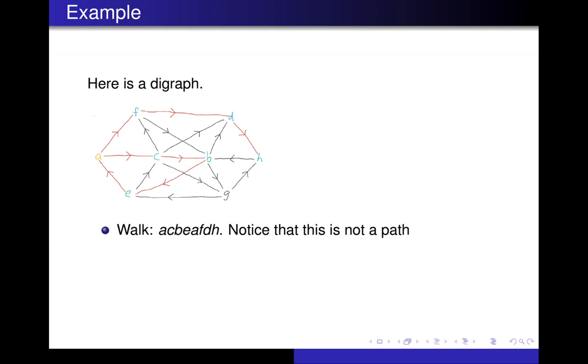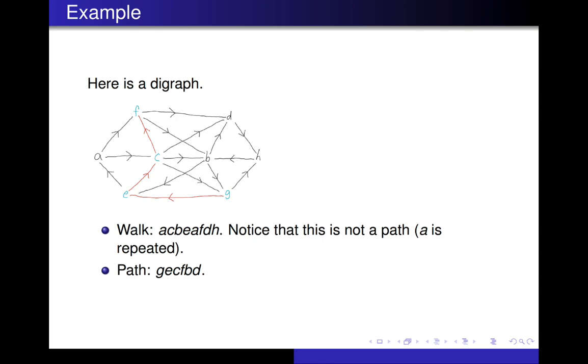And of course this is not a path because we visited the vertex A twice, and A is a repeated vertex. But if we do want a path, we can do G, E, C, F, B, D. And if you want to visualize that one, we start at G, we go to E, we go up to C, over to F, and down to B. Oh, and then one more, up to D.